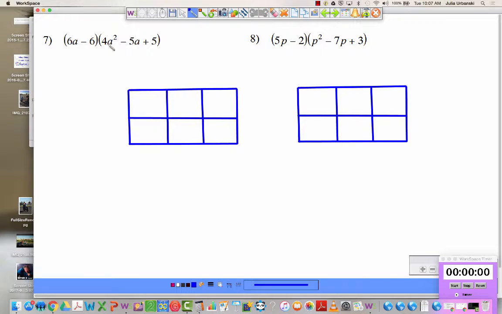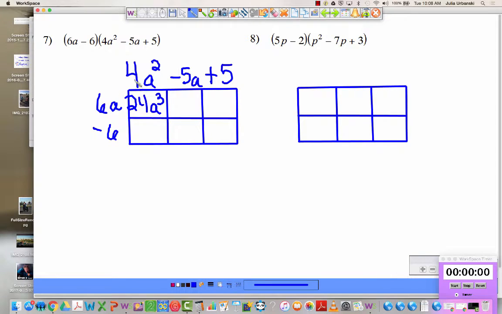So across the 3 top rows, I put my 4a squared and my minus 5a and my positive 5. But where there's only 2, I put my 6a minus 6. If you just multiply 3 by 2 this time, you just make sure that everything gets multiplied and then write it in standard form. So when variables match, we add their exponents. 4 times 6 is 24. A squared times a is a to the third. Good. Those two multiplied together.